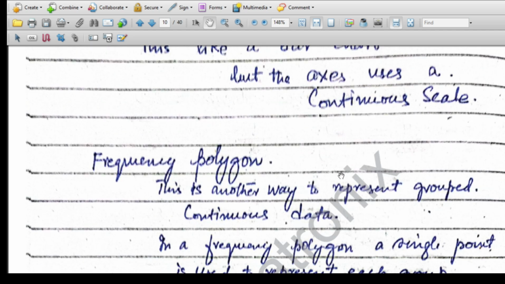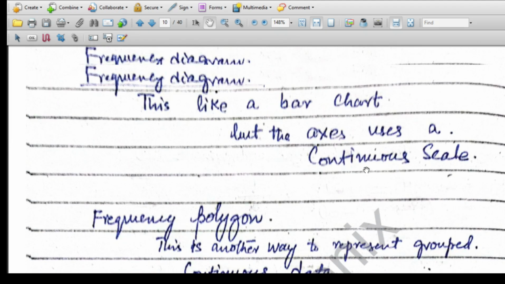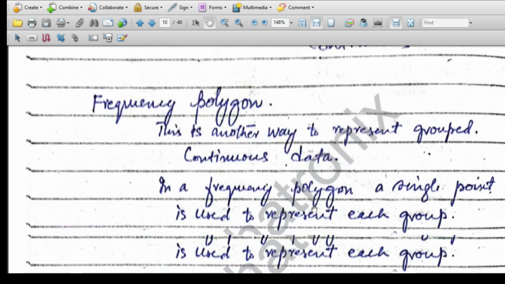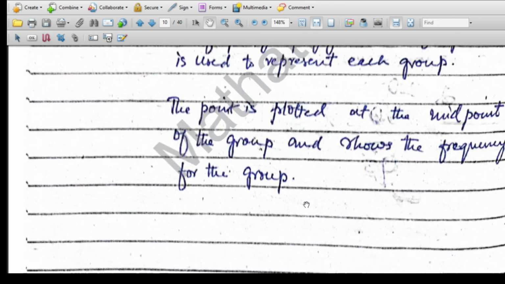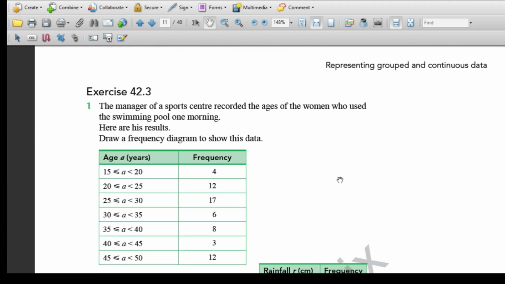And there is another way, which is called a frequency polygon. This is another way to represent grouped continuous data. In a frequency polygon, a single point is used to represent each group. So there are two ways, frequency diagram and frequency polygon. We will discuss them in the next exercise, exercise 42.3.